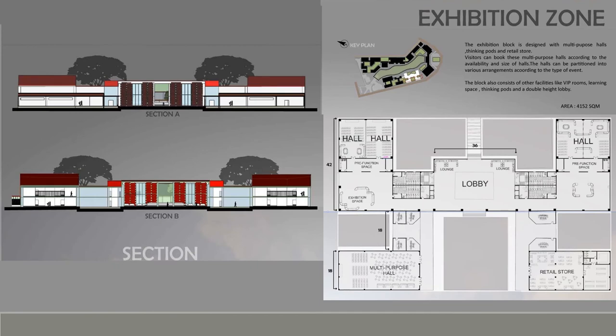The exhibition block is designed with multi-purpose halls, thinking pods and retail store. Visitors can book these multipurpose halls according to the availability and size of the halls. The halls can be partitioned into various arrangements according to the type of the facility.